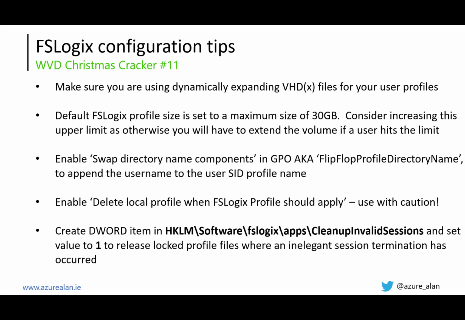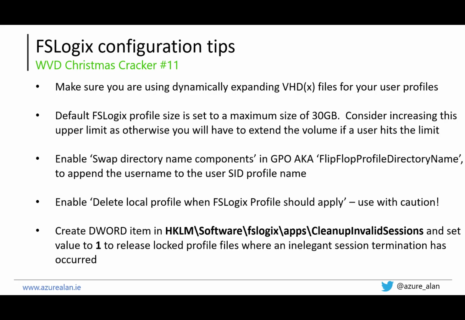The default size or maximum size for FSLogix is 30 gigabytes. So because it's dynamically expanding, it's going to grow and grow until it reaches a maximum of that 30 gigabyte size. You might think that's enough, but you should consider increasing that. I have seen customers go over that, as I mentioned before, usually down to that OST file being massive. So you may want to consider just increasing that maximum size limit, but do set a reasonable maximum size. You don't want it to be completely out of control. Just bear in mind that the default size is 30 gigs if you don't specify anything.